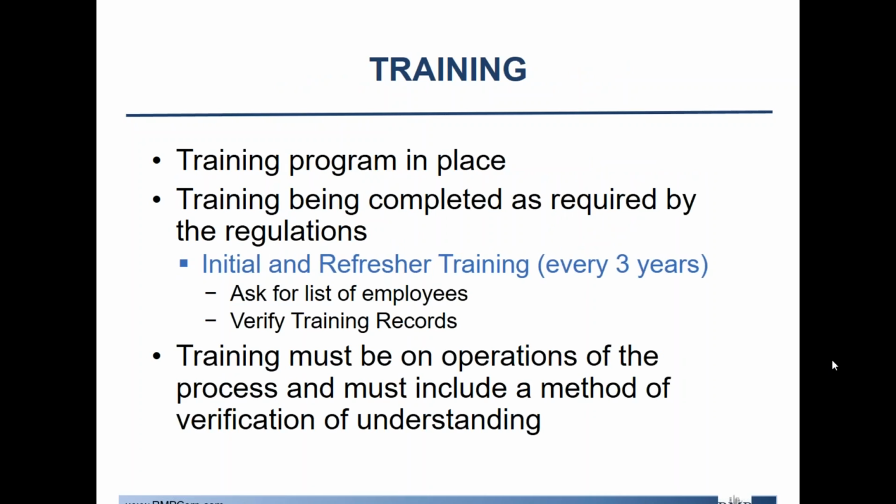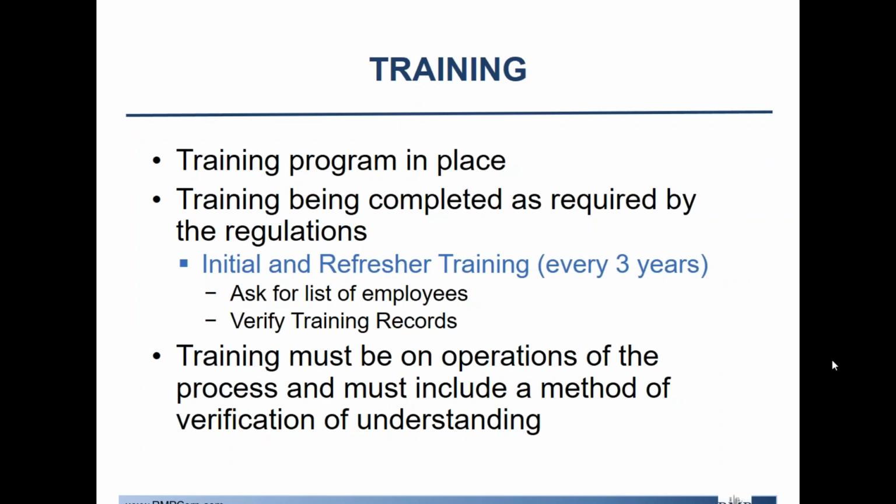The next section is training. So you have to ensure that there's a training program in place. There's initial and refresher training, which should occur every 3 years. So to verify that that's happening, you have to ask for a list of employees and verify the training records. There should be training certification records indicating who is trained, the date of the training, signatures of the individuals administering the training, and what they were trained on. Furthermore, a testing procedure should be established to ensure training comprehension.